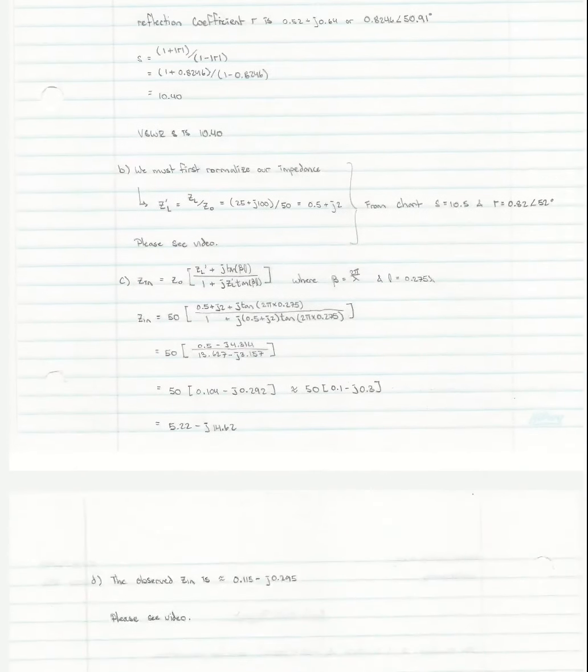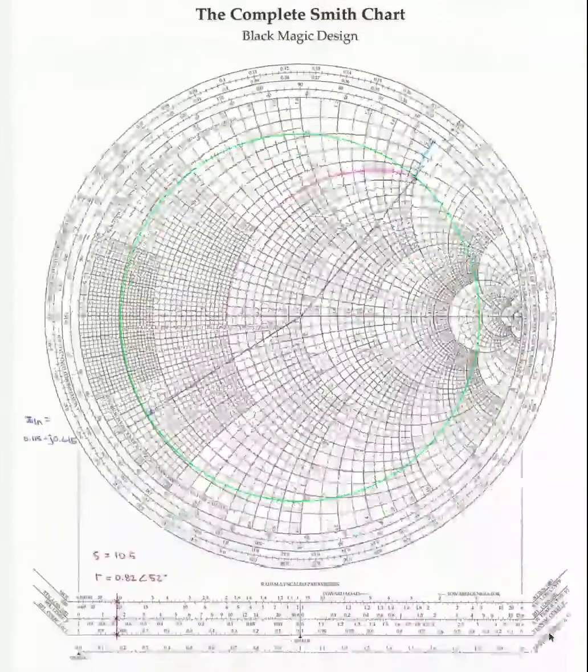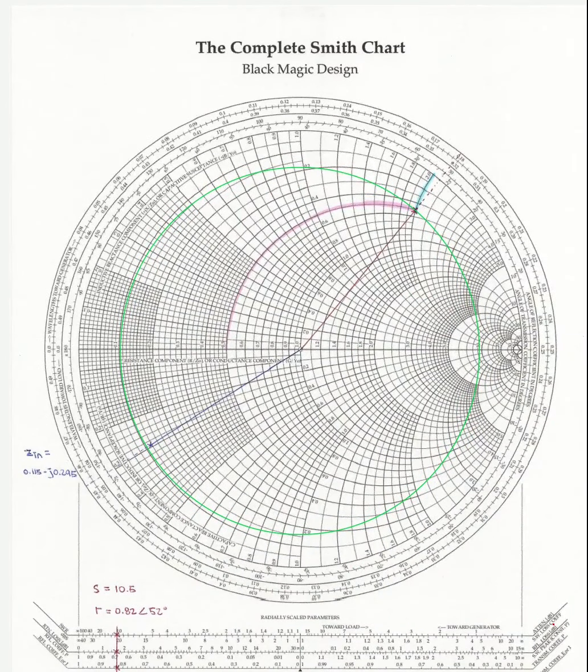To do that, all I had to do was normalize the load impedance, and I do that by dividing the actual load impedance by the characteristic impedance or source impedance. That will give us our load impedance of 0.5 plus j2. So I'm just going to write that up here so we don't forget.